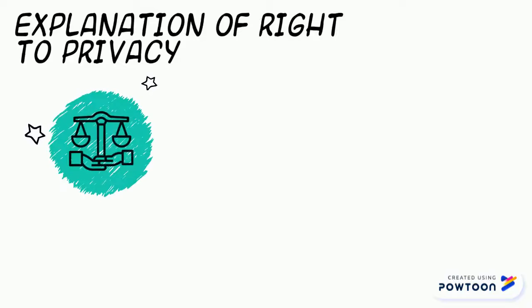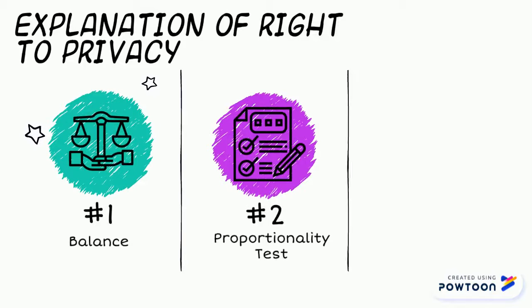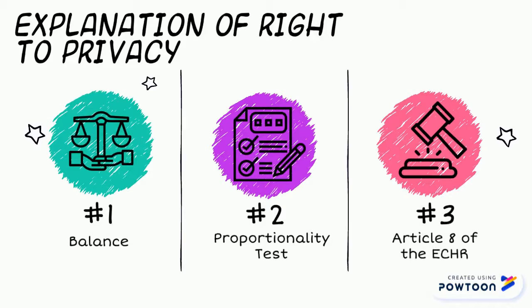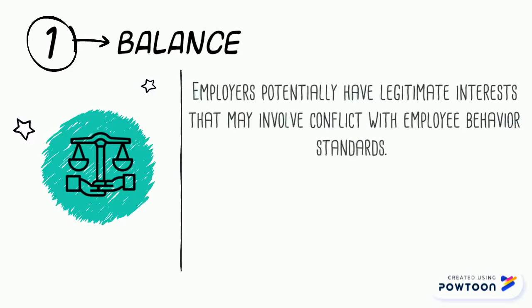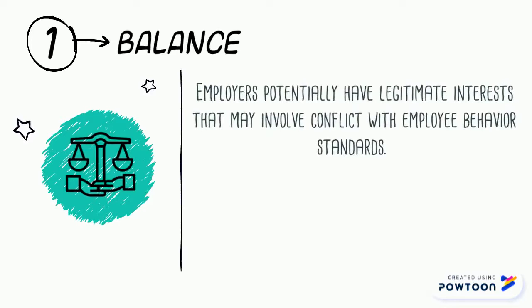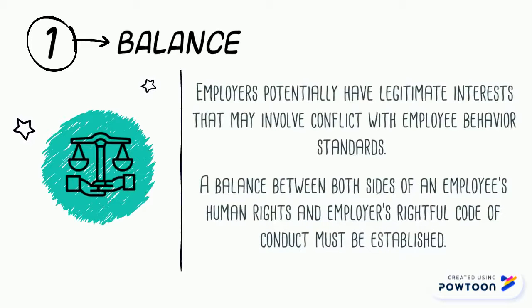Explanation of right to privacy, as it has three parts. First, balance. Next, the proportionality test. And finally, Article 8 of the ECHR. First, balance. Employers potentially have legitimate interests that may involve conflict with employee behavior standards. A balance between both sides of an employee's human rights and an employer's rightful code of conduct must be established.